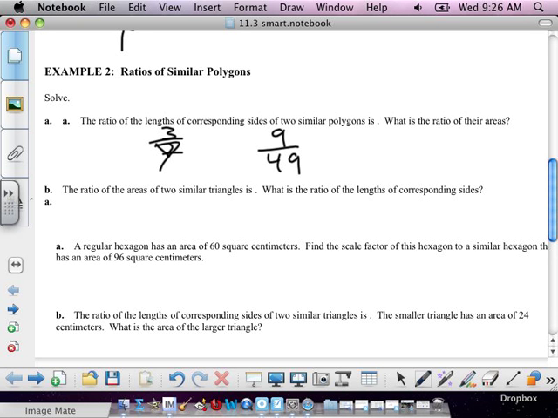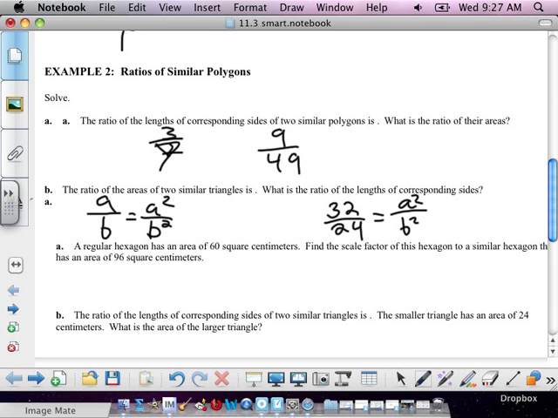Okay, the ratio of the areas of two similar triangles is 32 over 24. What's the ratio of its lengths? So if its area is 32 over 24, how are we going to find the ratio of its lengths? Square root it. Good. Because the formula is A over B equals A squared over B squared. What we have here is the area, so we have A squared over B squared, so we have to take the square root of both sides to get A and B.